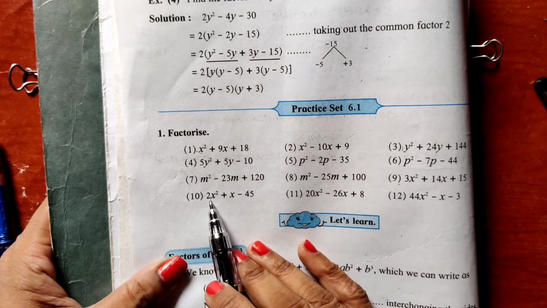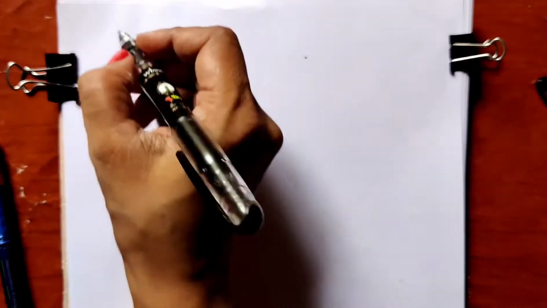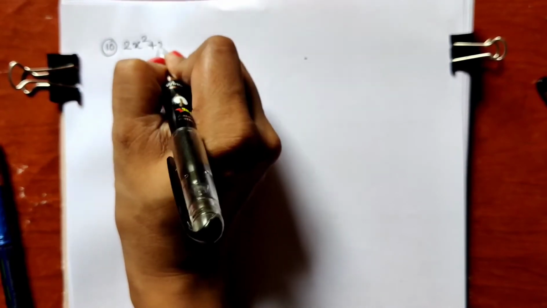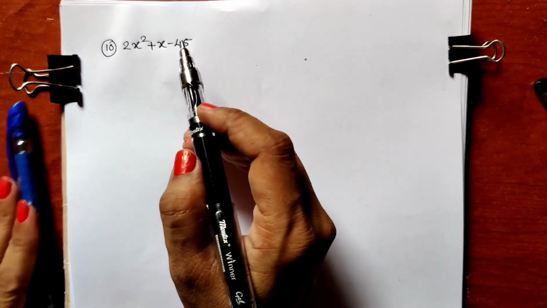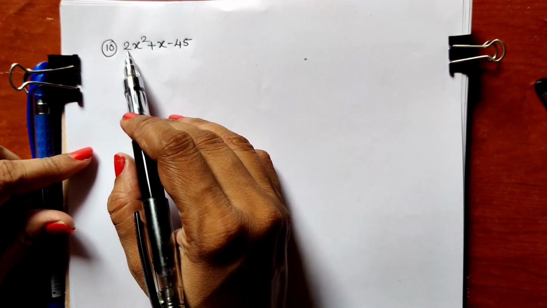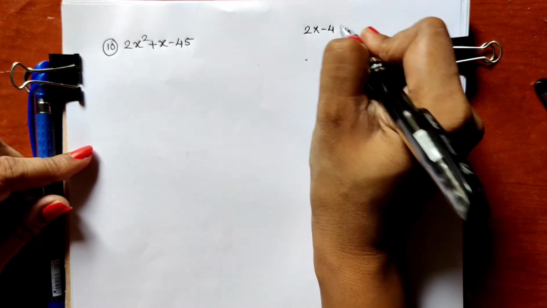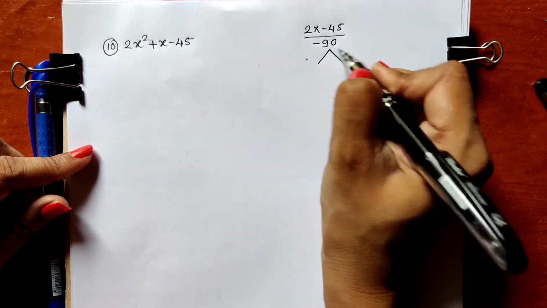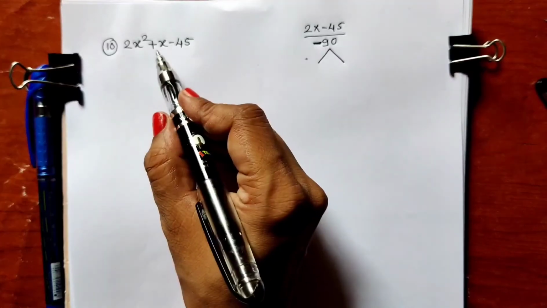Now next sum is 10th one, where the coefficient is bigger than 1, 2x square plus x minus 45. Okay, so as the first term is having coefficient bigger than 1, we will first do the product of coefficient of first term and constant term. So 2 into minus 45, it will be minus 90. So we have to find out two factors of minus 90. That means two factors of 90 whose subtraction should be the coefficient of middle term.